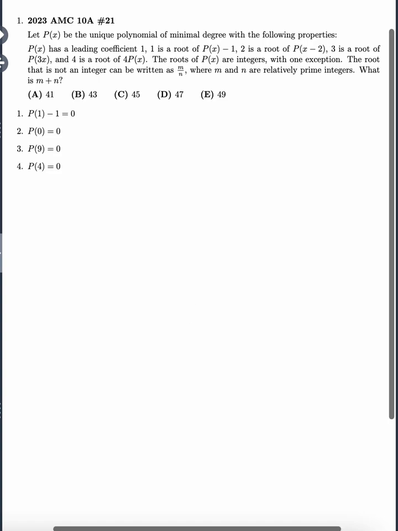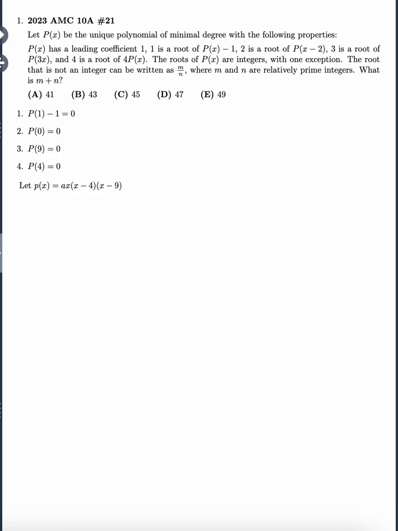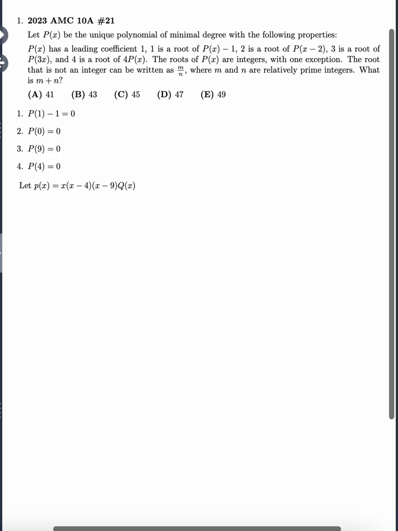So we have these 4 conditions. So from here, we know that P of 1 is equal to 1, and we also know that 9, 0, and 4 are 3 roots of P of x. So now we can let P of x be equal to x times x minus 4 times x minus 9 times Q of x, where Q is just some other polynomial that we don't know.